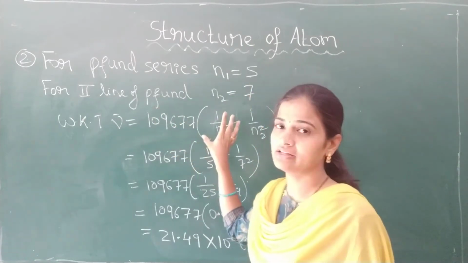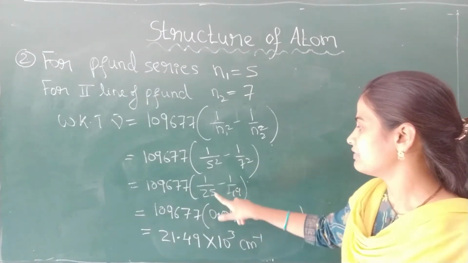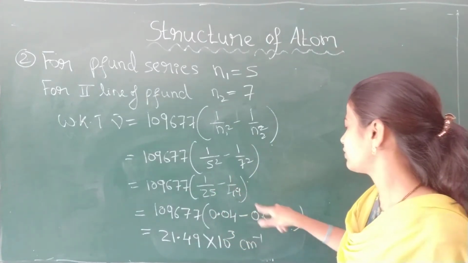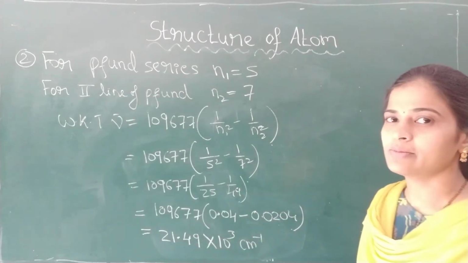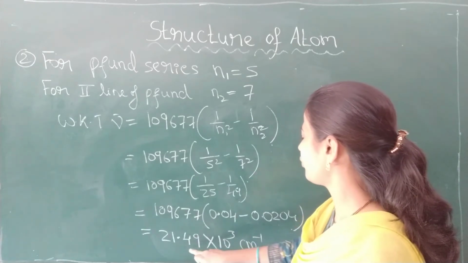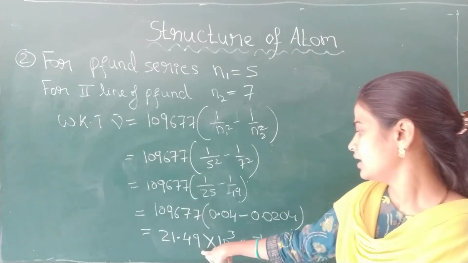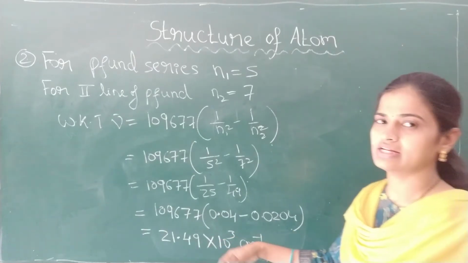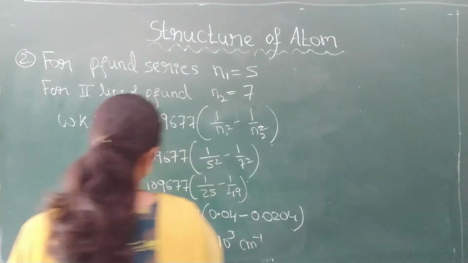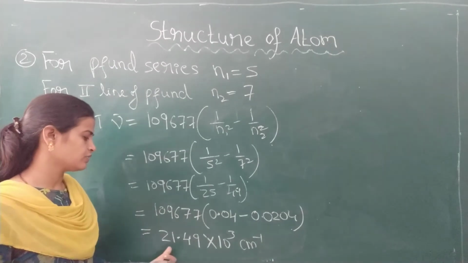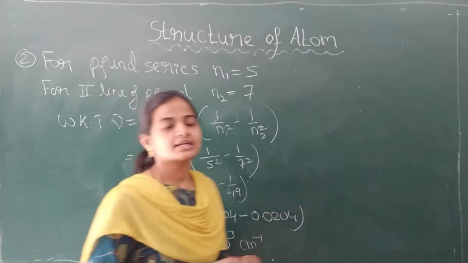Therefore, I have taken the formula and substituted: 5 square is 25, 7 square is 49, 1 divided by 25 is 0.04, 1 divided by 49 is 0.0204. After the simplification, we got the answer 21.49 into 10 raised to 3 per centimeter. Further values you may get quite different also, but I have written only two numbers after the decimal point. But the problem has not completed here.